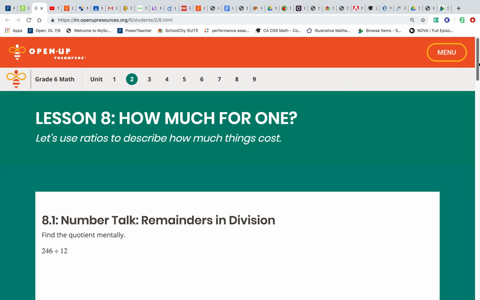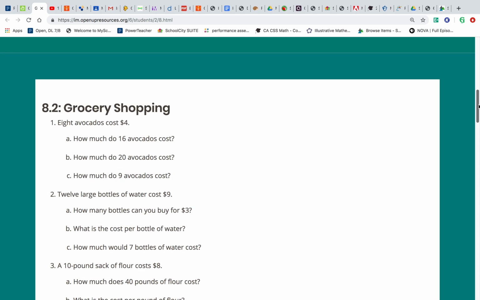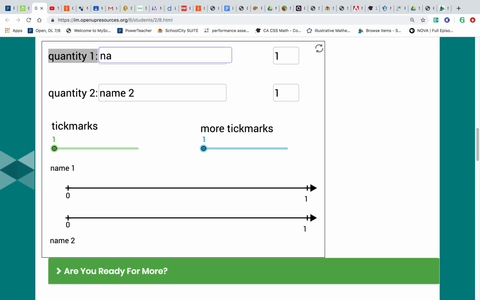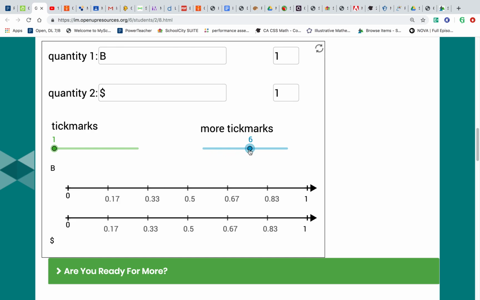For this one, you're going to have to scroll down and find the number line here, and you just type in the quantity. We can just put in the letter B and maybe a dollar sign for money, right? And if you change the number of tick marks, you just drag this to get more tick marks. You can see on this one we still have 1 as our endpoint because this is at 1. And so the more tick marks you get, the more marks you're going to get in between 0 and 1.